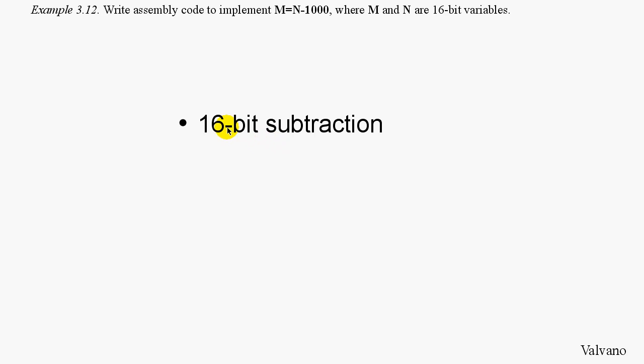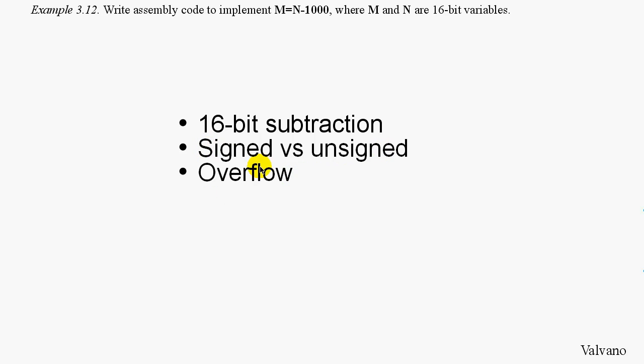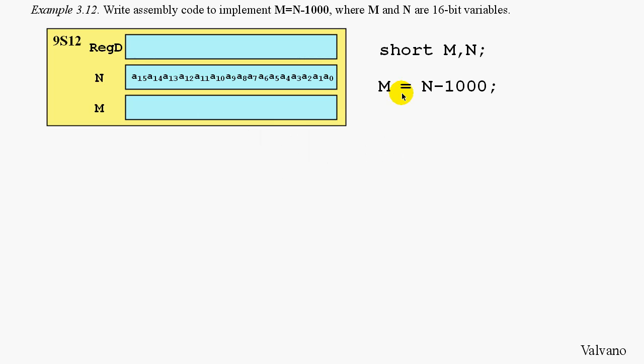Hi, in this example we will study 16-bit subtraction and consider the difference between subtracting signed versus unsigned numbers, and study the problem when an error occurs and the overflow condition happens.